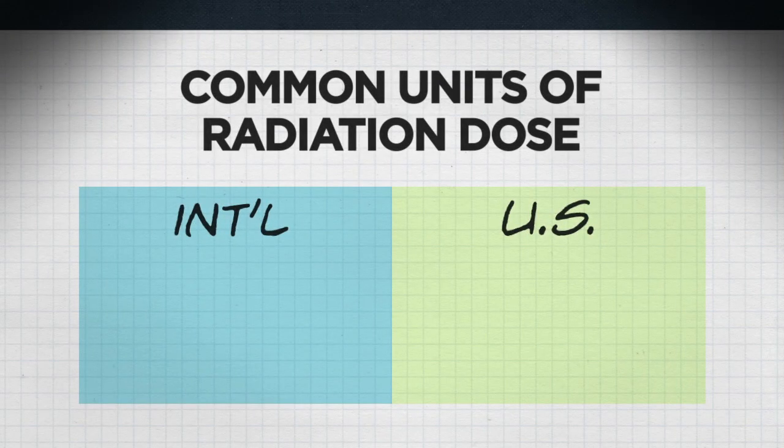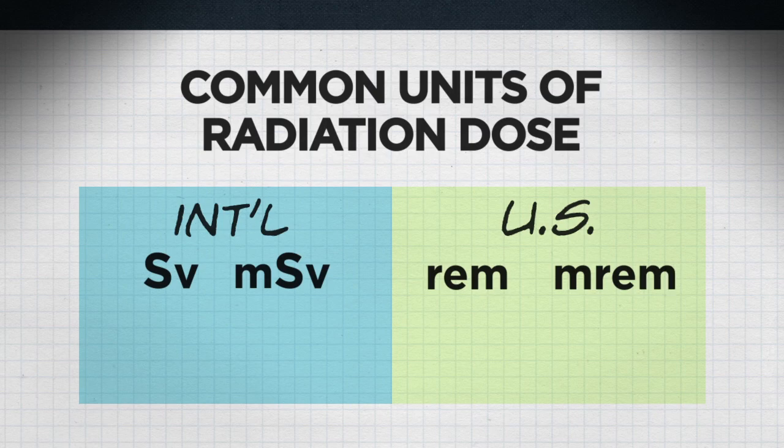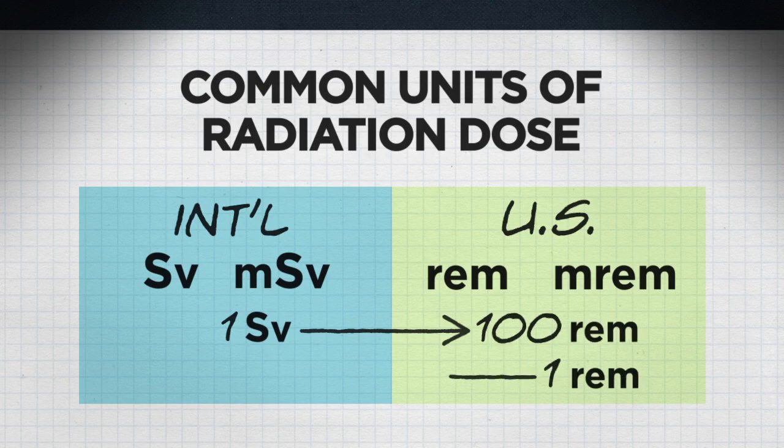So a common unit of radiation dose would be the dose that we would get. Remember from a previous segment, we were talking about getting 3 millisieverts from natural background radiation on average. So millisieverts is a common radiation unit we would see, sieverts and millisieverts. And in the United States, we use rem and millirem as a unit of dose. And the conversion is fairly simple. 1 sievert equals 100 rem, and 1 rem equals 10 millisieverts.